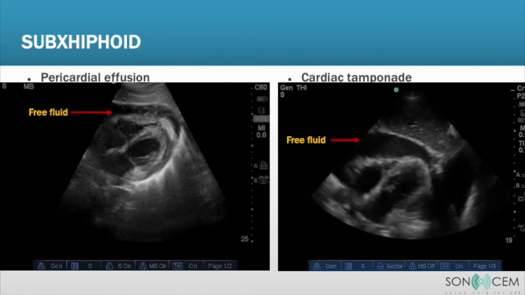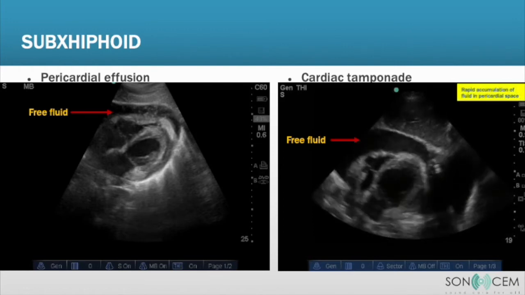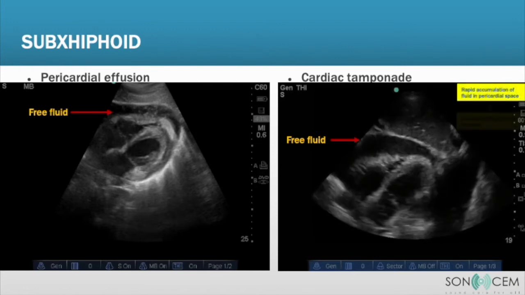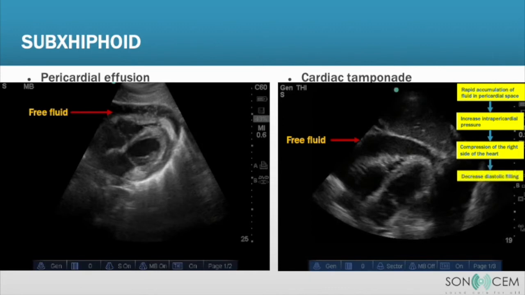Cardiac tamponade is caused by the rapid accumulation of fluid in the pericardial space, which in turn will increase intrapericardial pressure. As the intrapericardial pressure increases, it will compress the right side of the heart because we know that pressure in the right side of the heart is lower compared to the left side. As the right side of the heart is being compressed, it will decrease the diastolic filling and in turn, it will decrease the cardiac output. This is what we call cardiac tamponade.